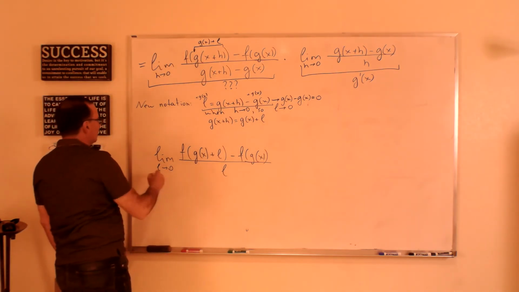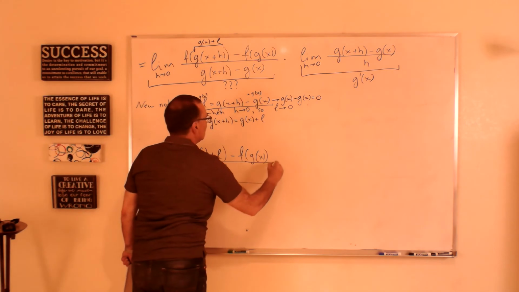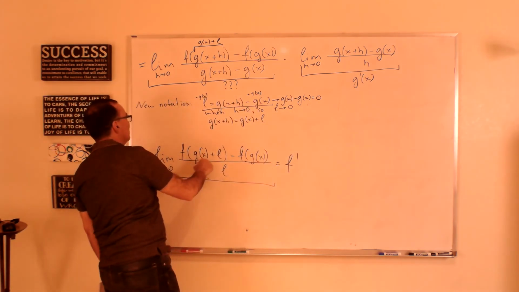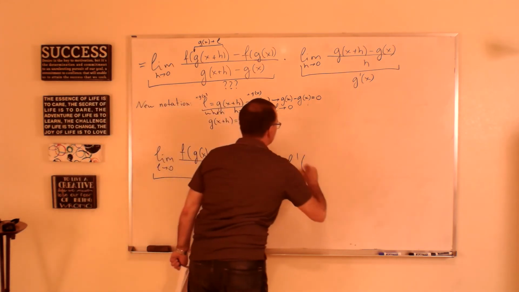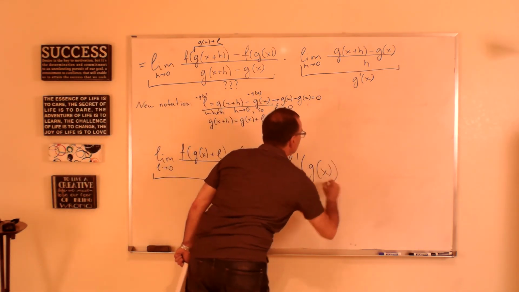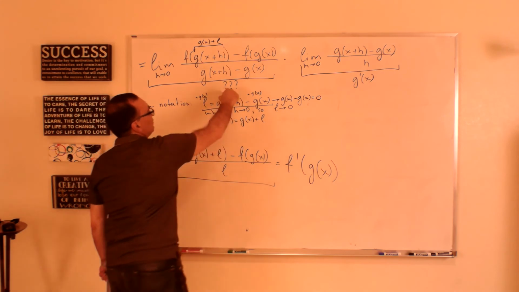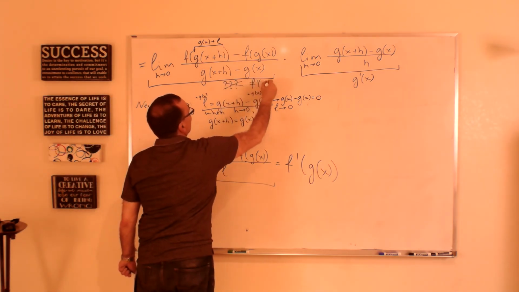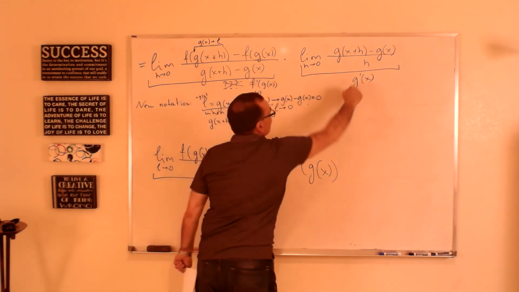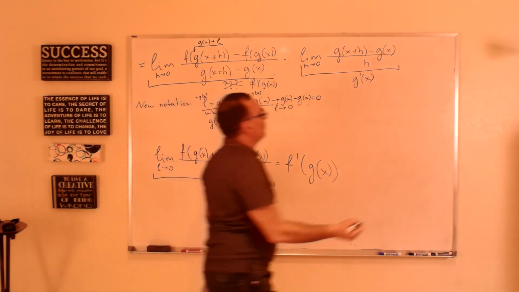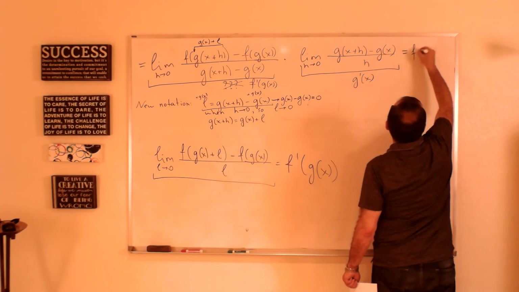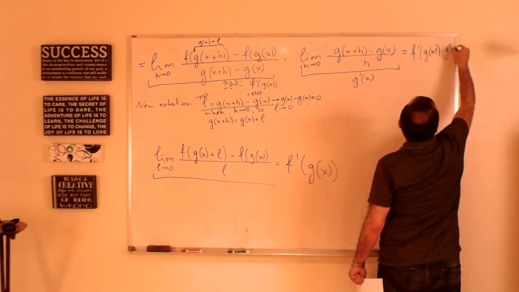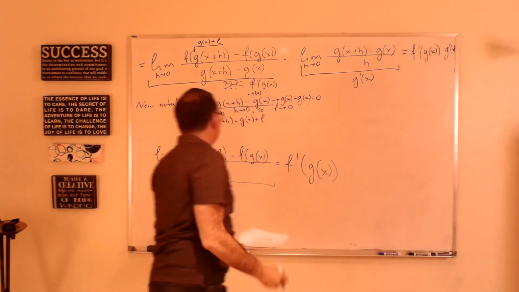And now if you look at it, it's exactly the definition of the derivative f prime, except instead of a we have g of x, so it will be f prime of g of x. So this limit I have just calculated equals f prime of g of x, and the second limit equals g prime of x. So altogether it equals f prime of g of x times g prime of x. So this is the explanation.